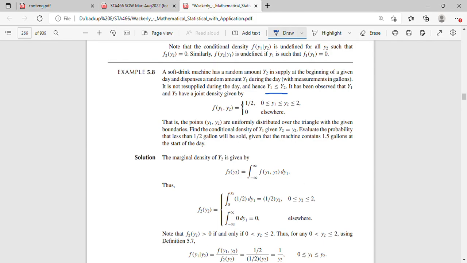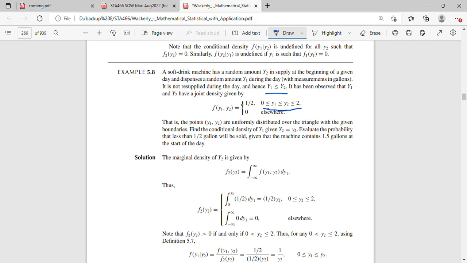And this is the interval untuk y1 and y2. Dia ada restriction kat sini, y1 less than or equal to y2. Actually, y1 and y2 from the interval 0 to 2. Tapi ada restriction y1 less than or equal to y2 because of this one. Sebab dia kata tadi, it is not supplied during the day. So because y2 ni adalah supplied at the beginning of the day. And y1 pula dispense of random amount during the day.